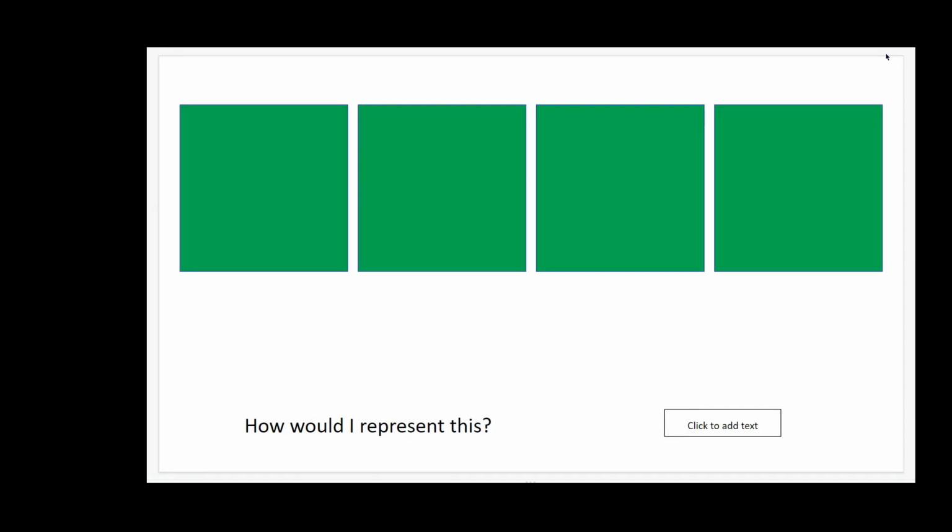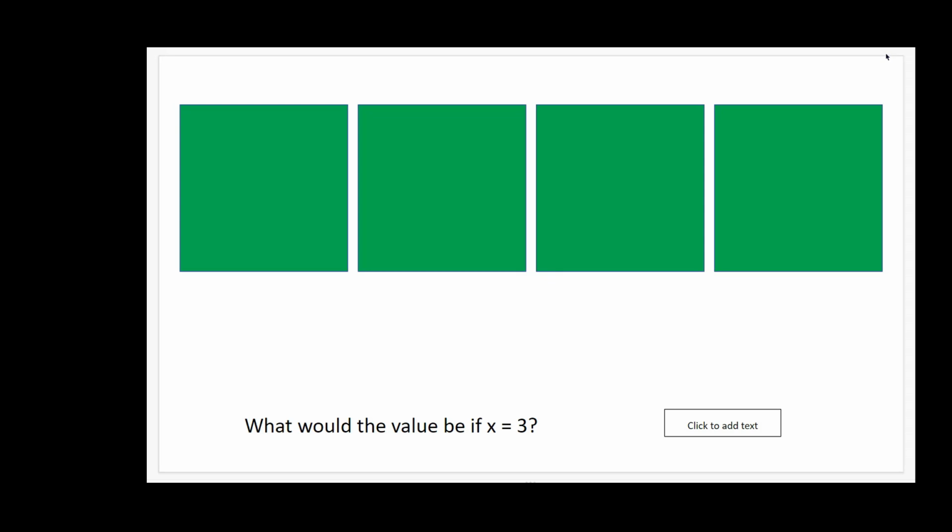How would I represent this as a total area? Pause the video while you figure that out. Well, this is x squared because it has dimensions of x multiplied by x. So I have 1, 2, 3, 4 x squareds. So I would represent that as 4x squared.